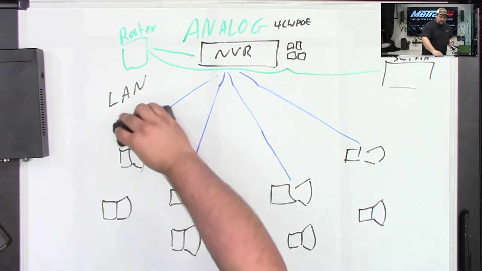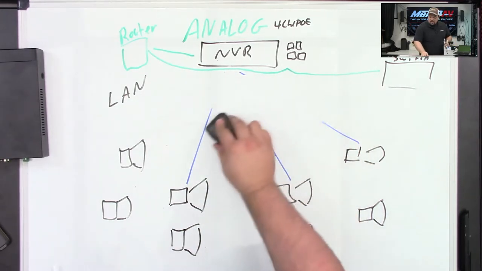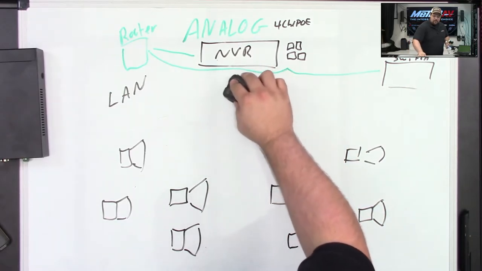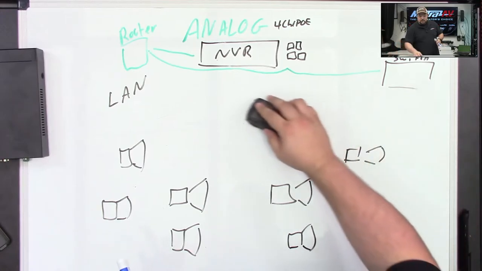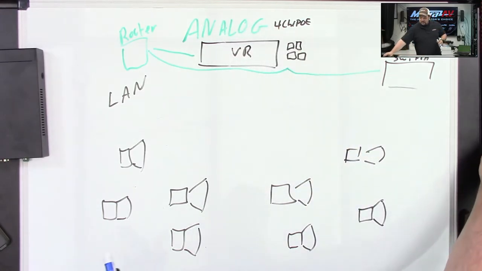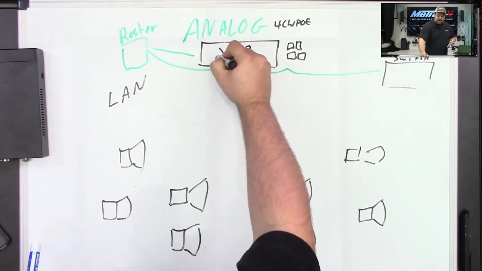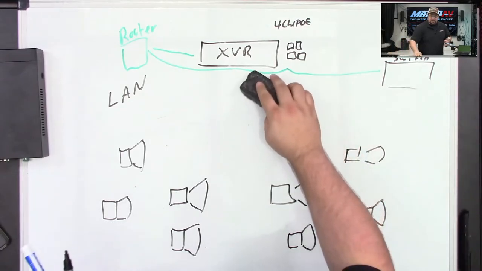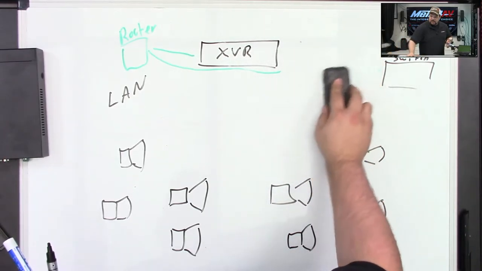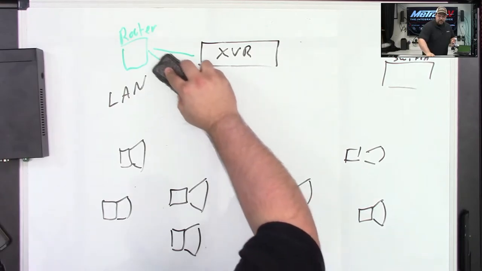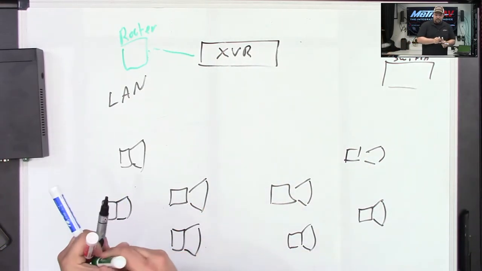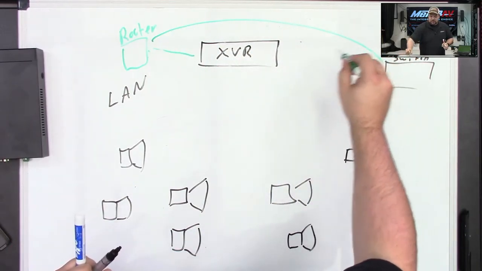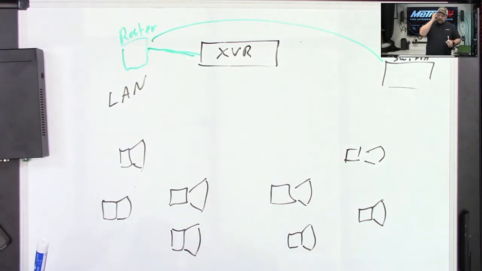Well, let's go ahead and draw that out for this design. So we have NVRs and DVRs. But now we also have an XVR, or what we call a hybrid. So with an XVR, go ahead and put this here like that. An XVR is going to take an analog signal. Let's clean this up here a little bit and make it more readable and presentable for everybody. So we have our router, and it goes out here to the PoE switch over Ethernet, and then we also have it here going to the XVR.